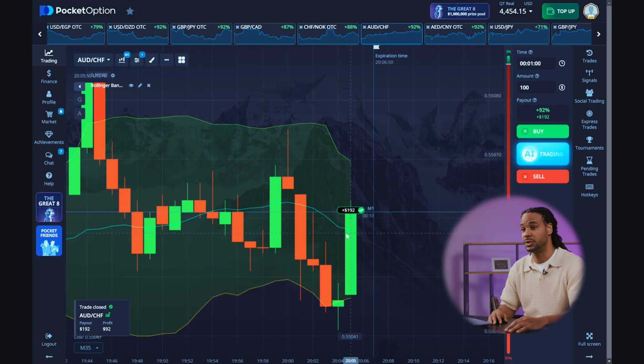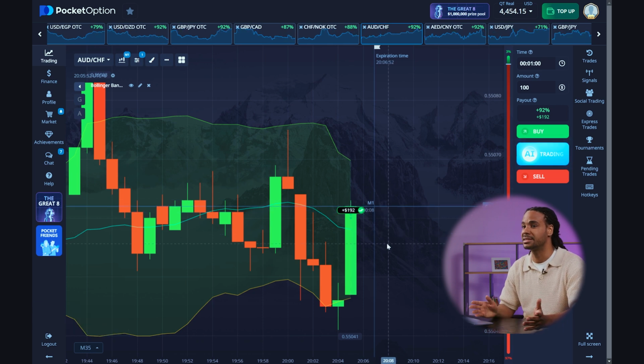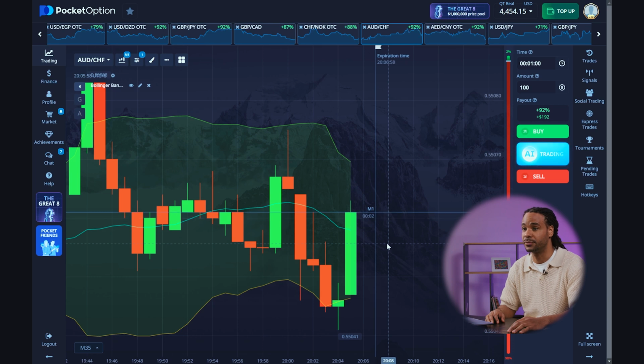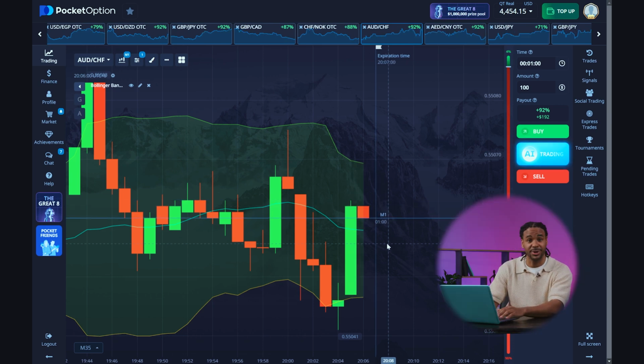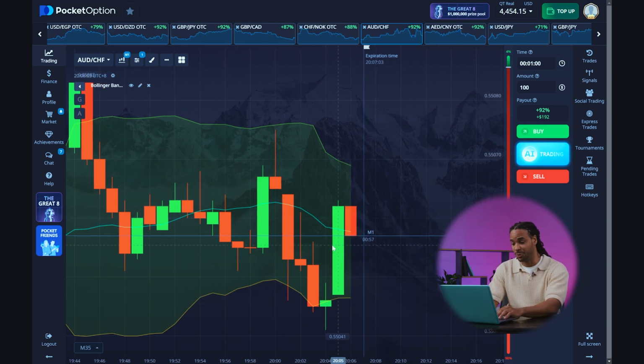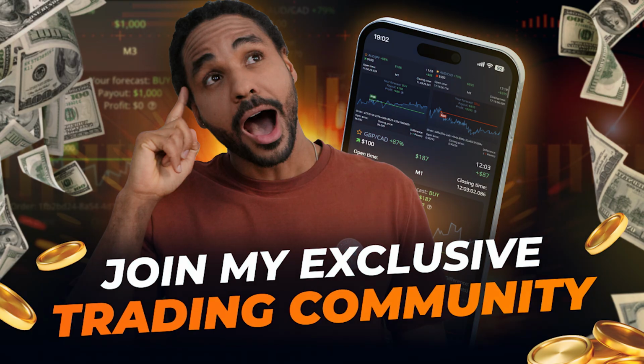If the chart moves between the bands, the indicator doesn't give any strong signals, and we can use the middle line as a reference point. The first trade closes, and now we can move on to the next signal.